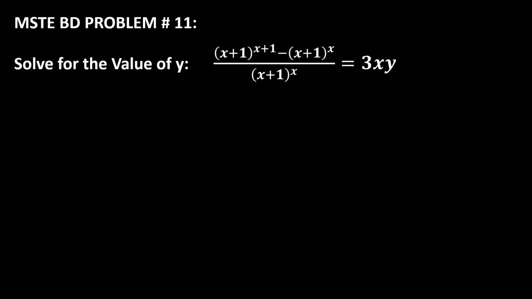In this given problem, we are about to solve for the value of y, and we are given (x plus 1) raised to x plus 1, minus (x plus 1) raised to the x power, all over (x plus 1) raised to the x power, equals 3xy. Now, how do we solve this problem? How do we solve for the value of y?